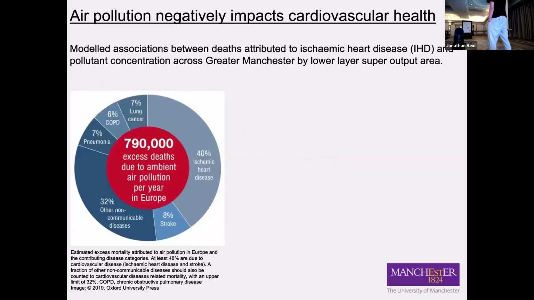Okay, so as I'm sure you're all aware, we all know that air pollution affects cardiovascular health. I guess people may tend to think about the lungs as the primary effector for the damage as a result of inhaling air pollution. But as you can see here, there are about 800,000 excess deaths per year in Europe, with about half of these due to cardiovascular diseases, so ischemic heart disease and stroke, which is fundamentally a disease of the cardiovascular system as well.